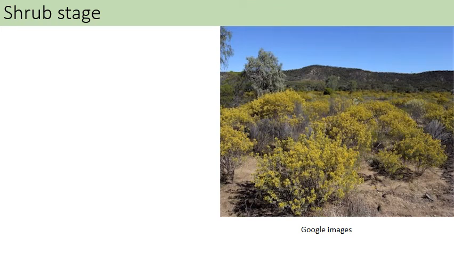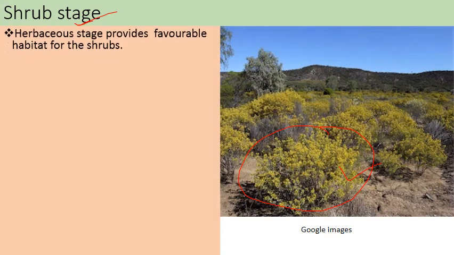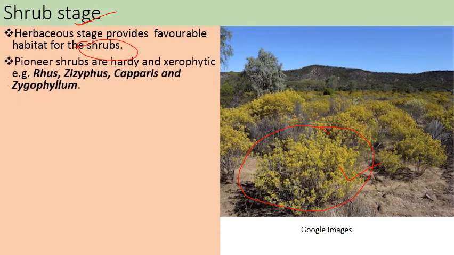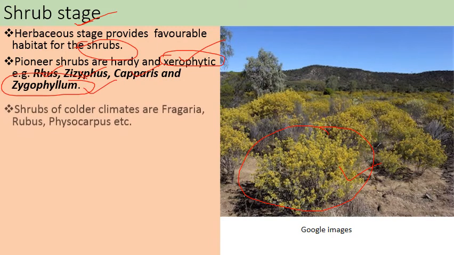Then the next is the shrub stage, which is followed by the herbaceous stage. The herbs that grow there make the habitat suitable for the growth of the next stage, which is the shrub stage. The herbaceous stage provides a favorable habitat for the shrubs. The pioneer shrubs are hardy xerophilic plants, meaning shrubs that grow in dry conditions, for example Rhus, Ziziphus, Capparis and Zygophyllum. These are some plants that grow in dry conditions.